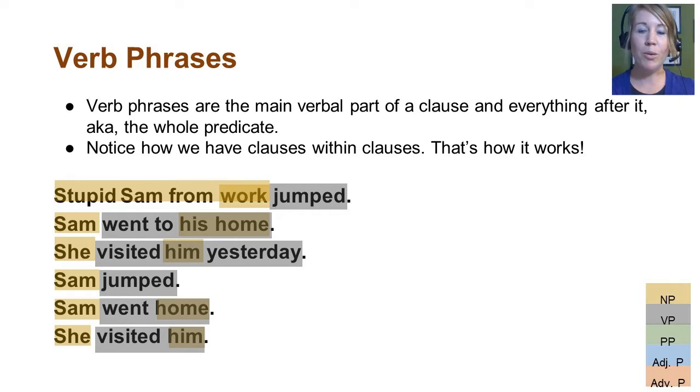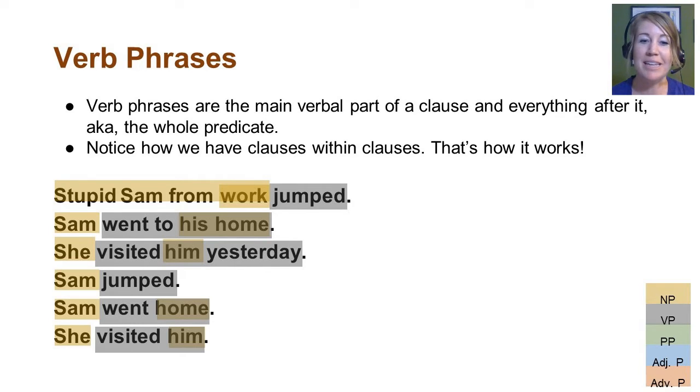Verb phrases are the main verbal part of a clause and everything after it. So the whole predicate. Notice how we can have clauses within clauses. This is a little bit of a theme, right? That's how it works. So our first sentence, stupid Sam from work jumped. Jumped is the start of our predicate. It's the only thing there, so it happens to be the verb phrase. Sam went to his home. Well, went is the start of our predicate, so we highlight that whole thing gray. But inside of that, we also have a noun phrase, his home. That's how it works, okay?